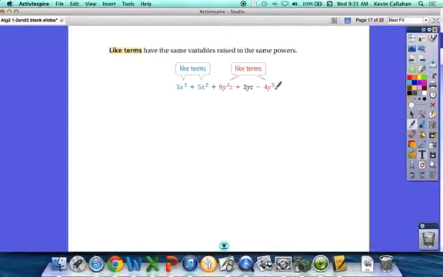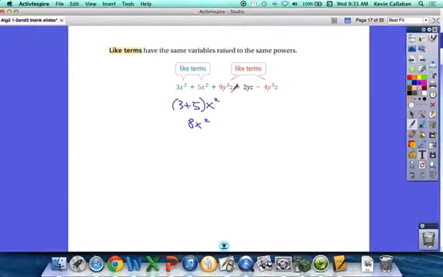Now, how is it that you combine like terms? How would I add 3x squared plus 5x squared? Okay? You keep the x squared the same, right? It's like saying 3 oranges plus 5 oranges is 8 oranges. It doesn't change the oranges, right? Still oranges. So this is 3 plus 5 times x squared, which is 8x squared.